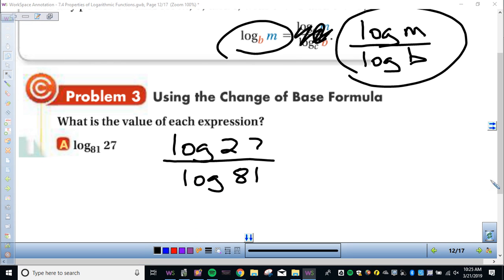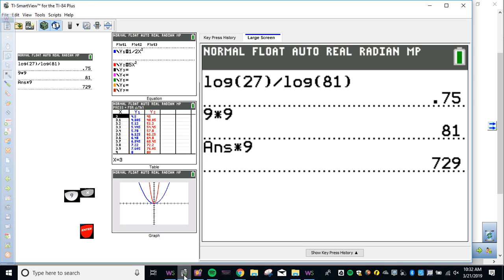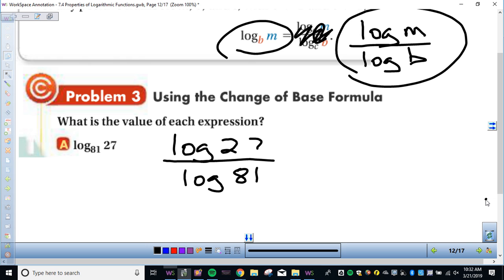So log 27, let me close this and reopen it. In your calculator, right, the log button's kind of bottom left on your calculator. Put log 27. Make sure you close the parentheses in the numerator, and then divide it by log 81. You can throw that in your calculator. What do you get? 3/4? Like 0.75?